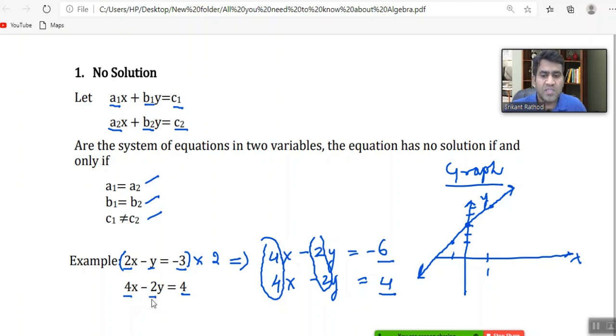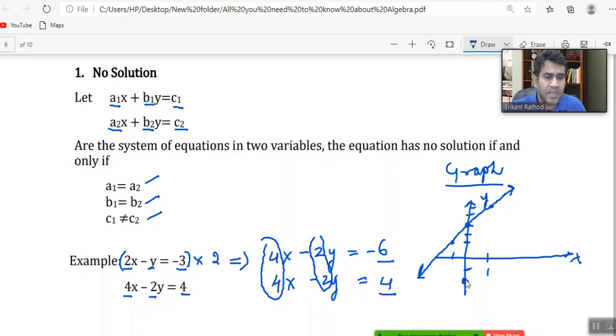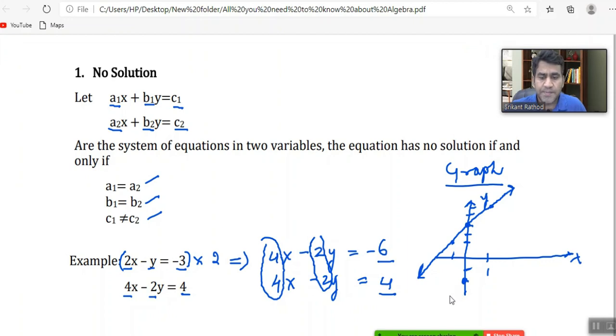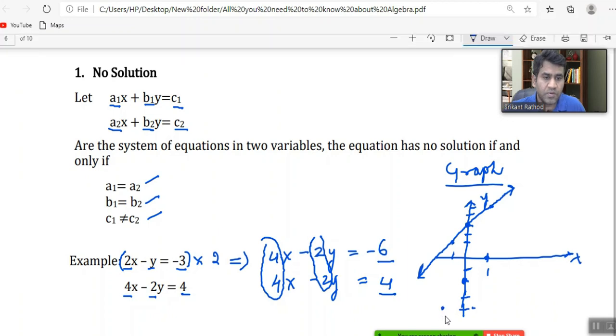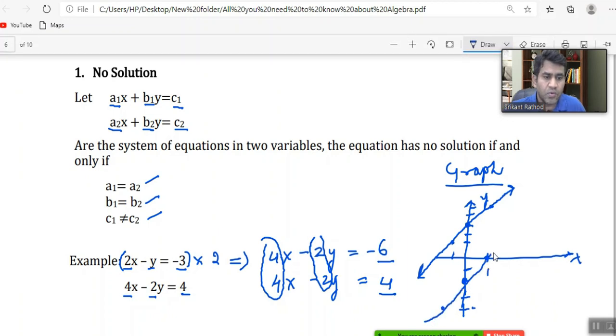becomes, when x is 0, the value of y is going to be -2. So when x is 0, the value of y is going to be here -2. When x is 1, simplify it, then the value of y is going to be 0. When x is equal to -1, the value of y is going to be, sorry, -4 somewhere over here. So this is how the second line goes.